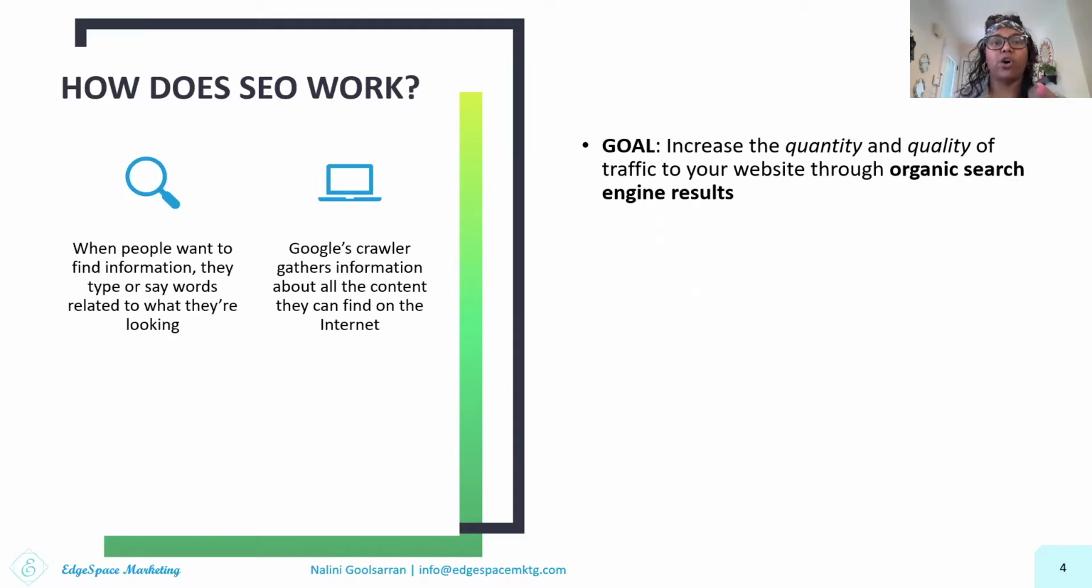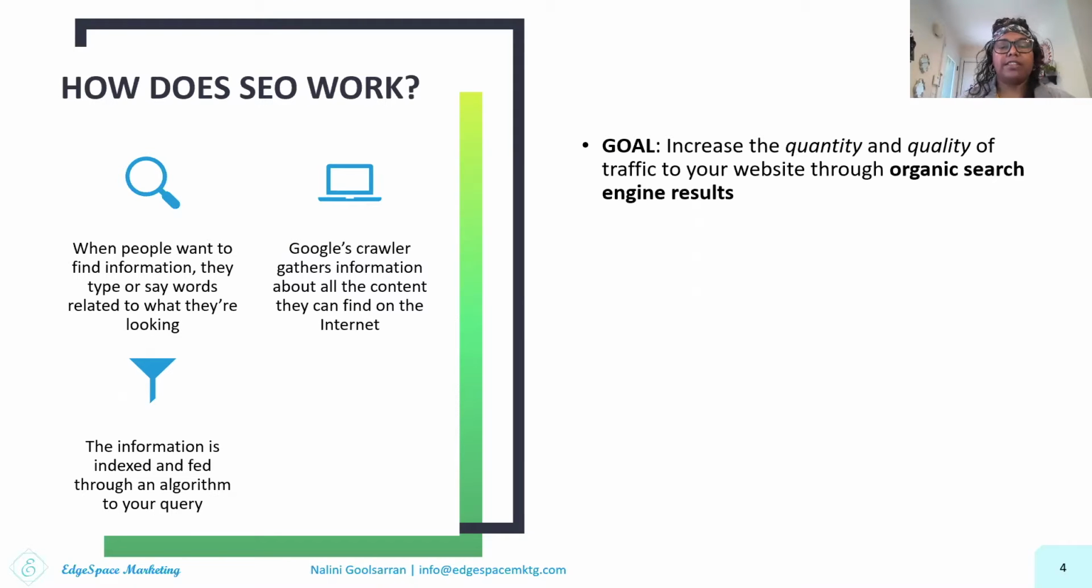Google is then crawling the internet, taking that information and finding the content that matches that. The information is then indexed and fed through an algorithm that matches your query, right? We always say the internet is forever and Google is always scraping and crawling information. For those in the technology space, the new term of reference is called big data.